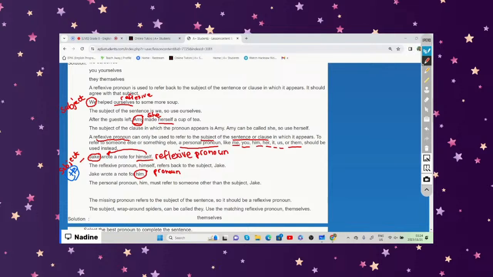It can be Jake wrote a note to Patrick. Jake wrote a note to James, right? So it means that he's writing it to someone else. But as soon as you write it to yourself, himself, myself, ourselves, then we are referring back to the subject, and that is a reflexive pronoun. But in this case, Jake wrote a note to him. Him refers to somebody else, which means that this is a personal pronoun because it's referring to someone else other than the subject.